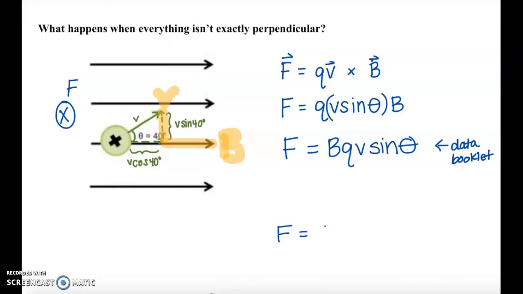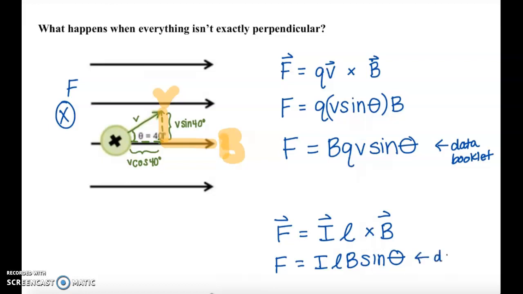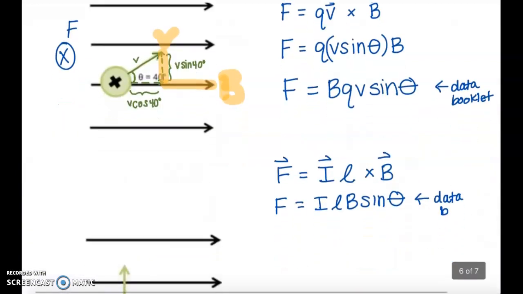Similarly, if we were looking at a current carrying wire in a magnetic field experiencing a force, let's say the current is not exactly perpendicular to the magnetic field. You could again make the substitution for the component. And you could get this equation with the sine theta. Again, just trying to complete the perpendicularness. This is indeed in your data booklet.